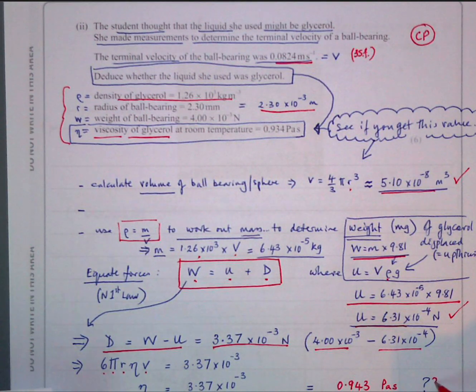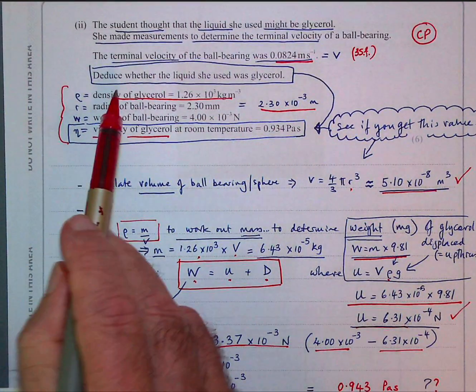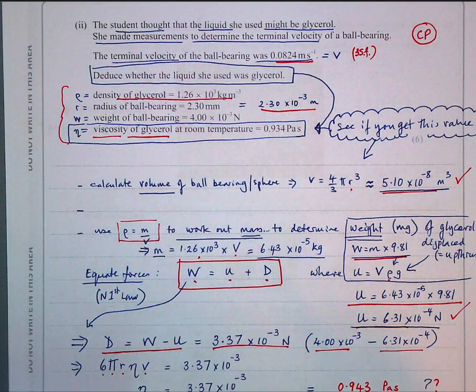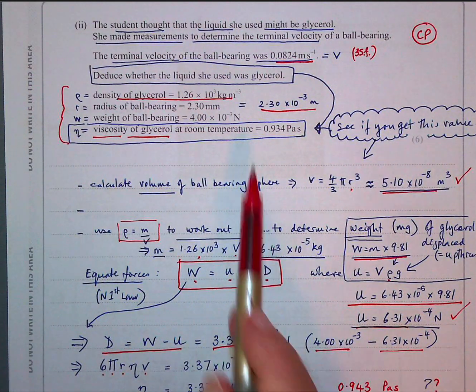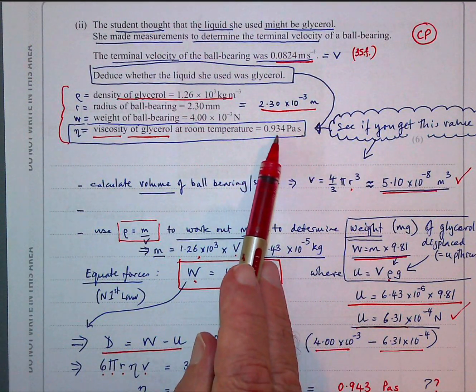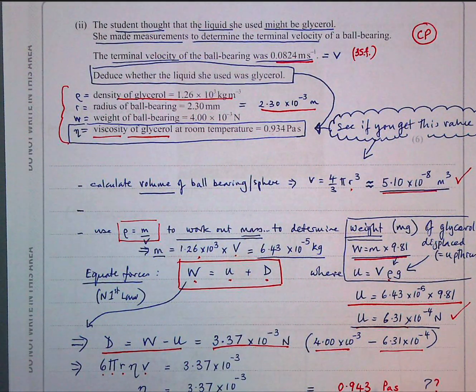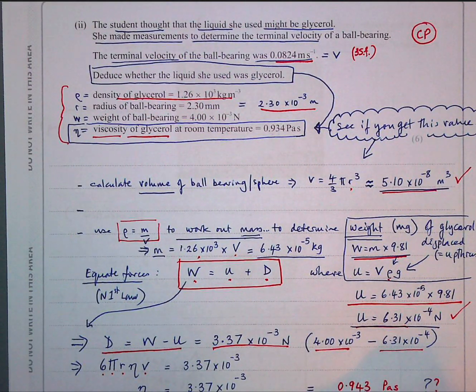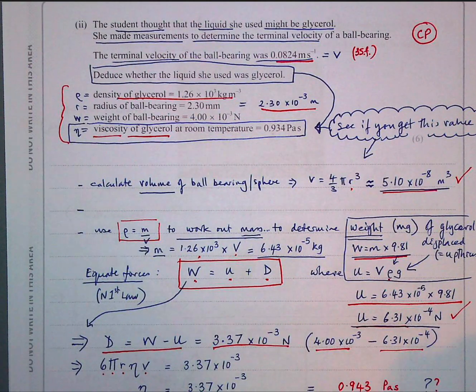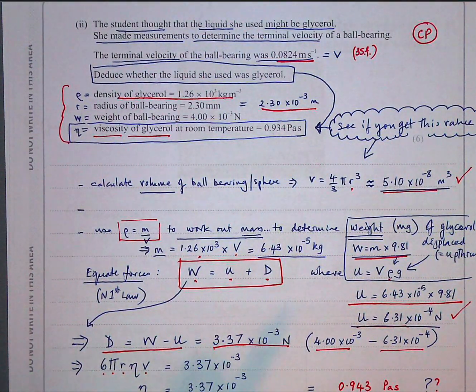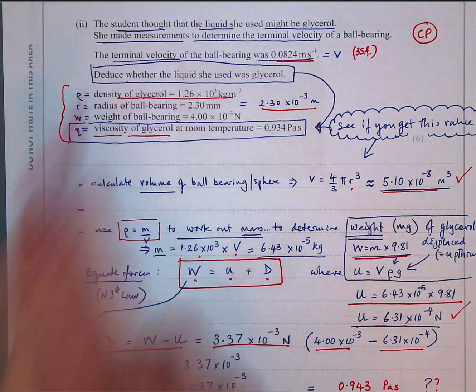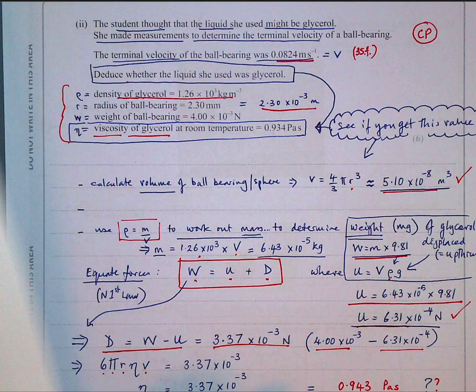So this is the question mark. You then need to deduce whether the liquid was made of glycerol. So you put that value in there, and you'll see that it is very close. They got 934, you got 943. Now, you could work out the percentage difference, yeah, between them, and you'll see that it's tiny, okay? So you've got to write a conclusion for the final mark. So I haven't done that, okay?